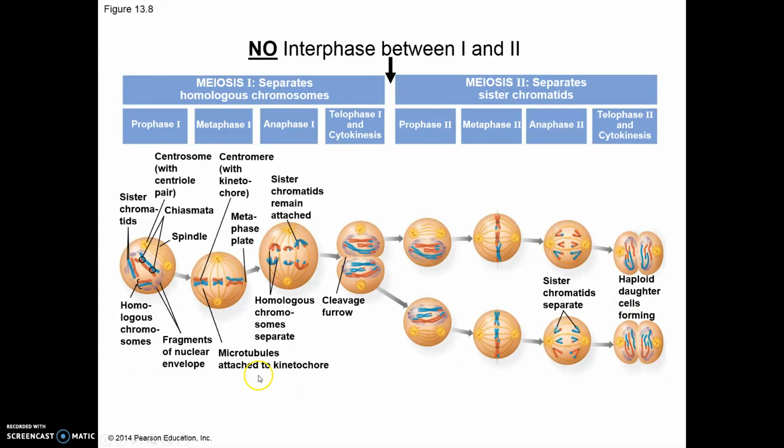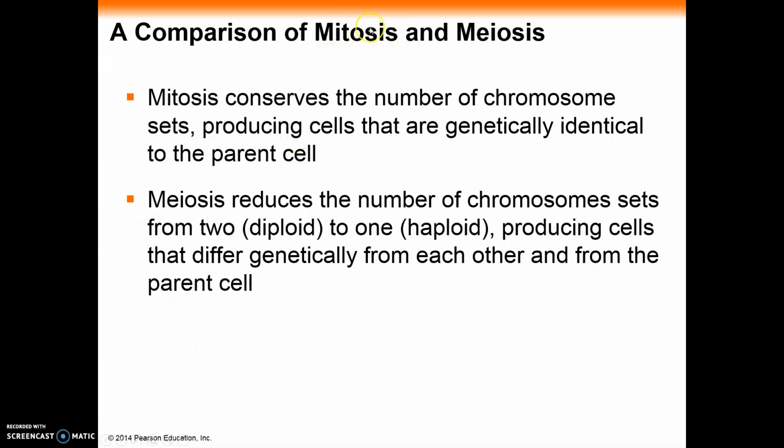So stopping to compare mitosis and meiosis, which is something that is helpful for us to do. Mitosis conserves the number of chromosome sets, producing cells that are genetically identical to the parent cell. So you get one cell replicating its DNA and then dividing cleanly in 2, giving 2 daughter cells that are genetically identical. Meiosis reduces the chromosome number from 2 to 1 and produces 4 genetically distinctive daughter cells.